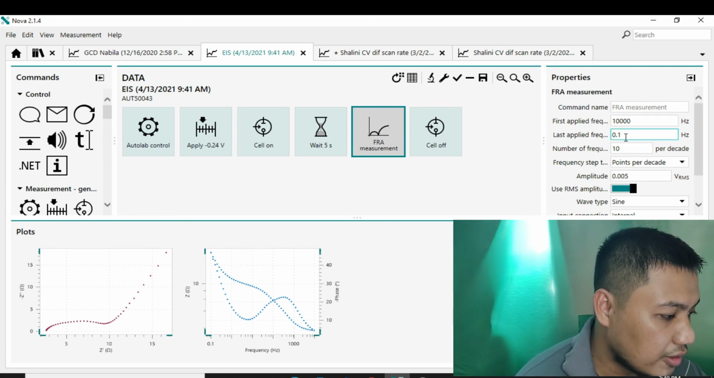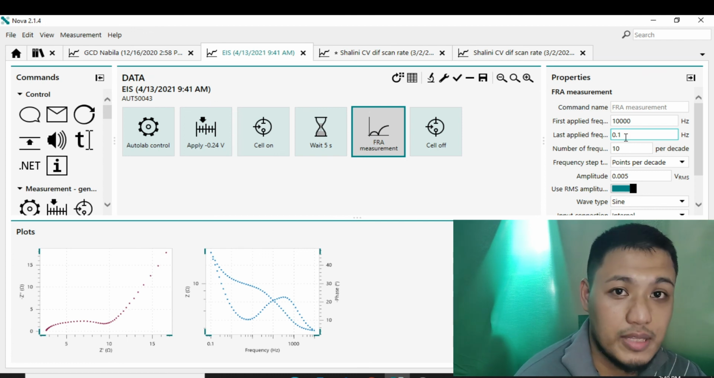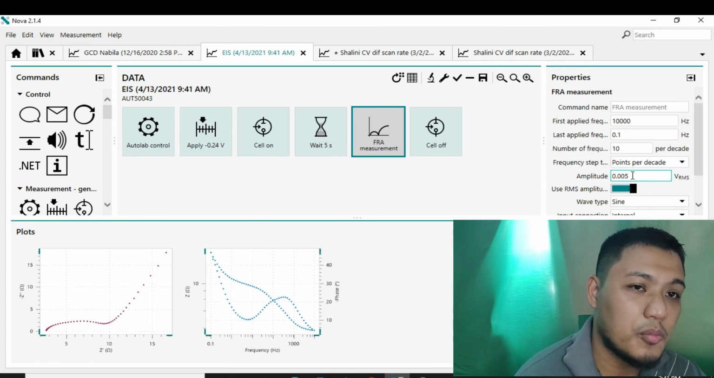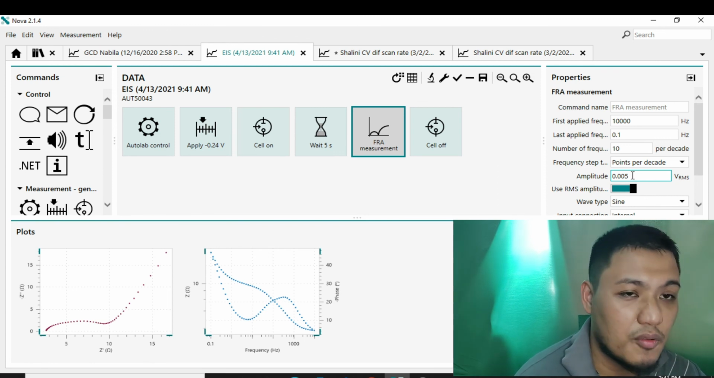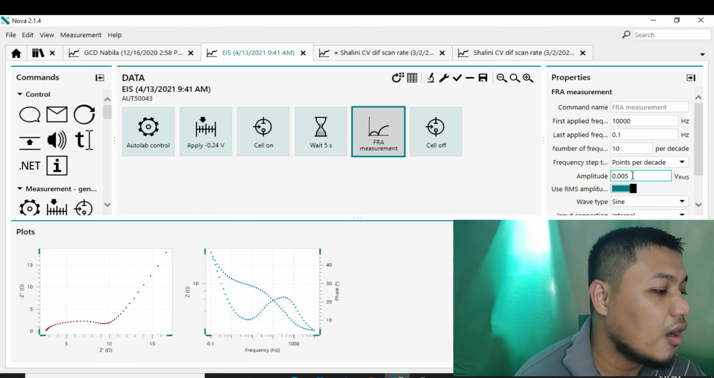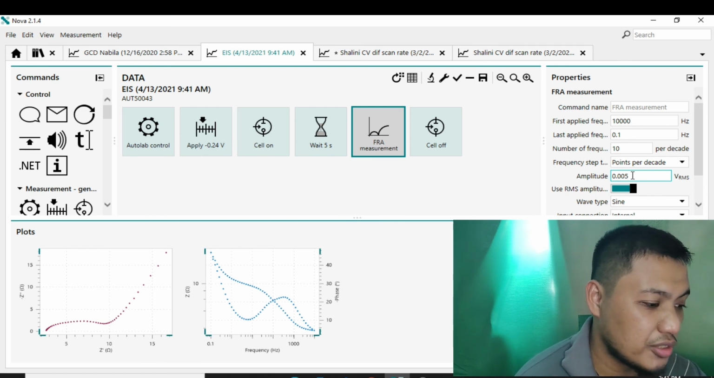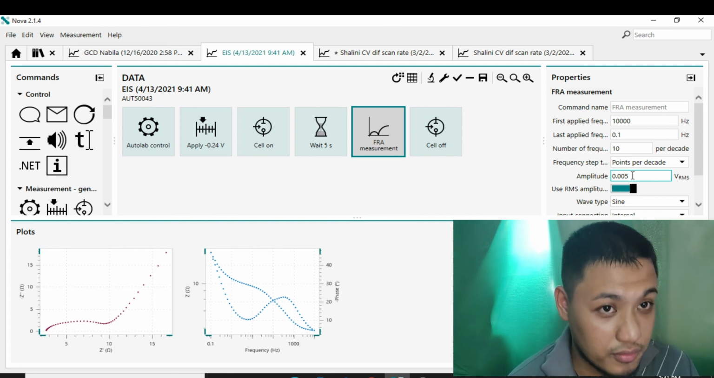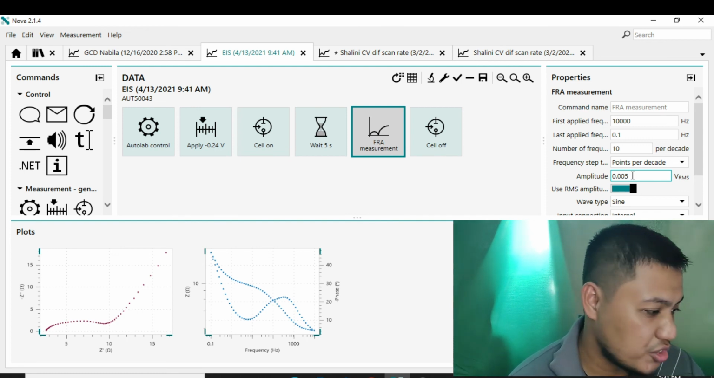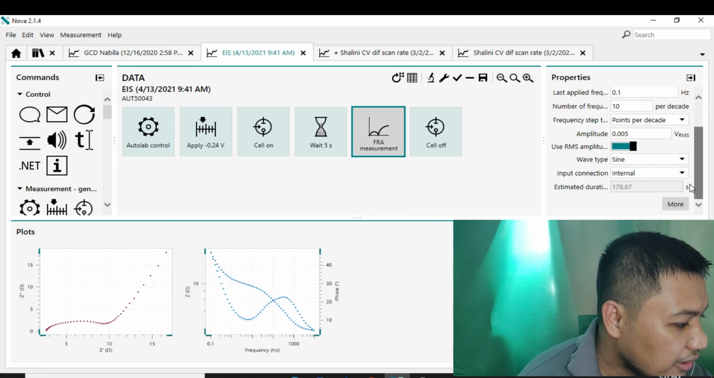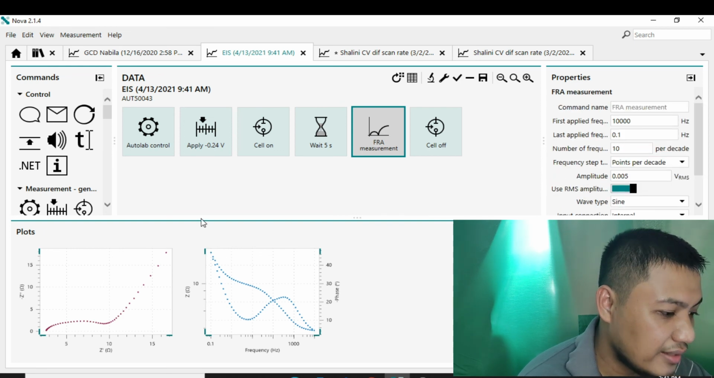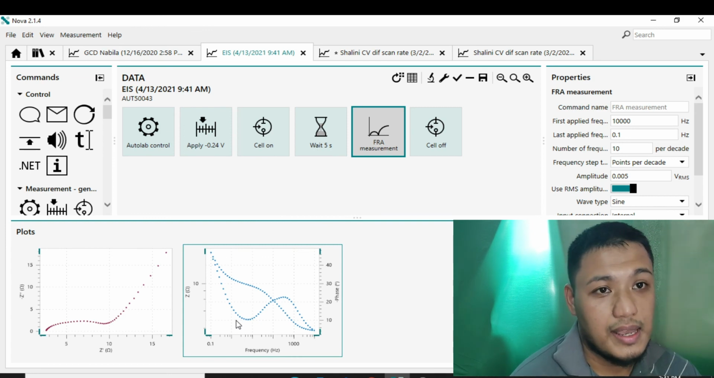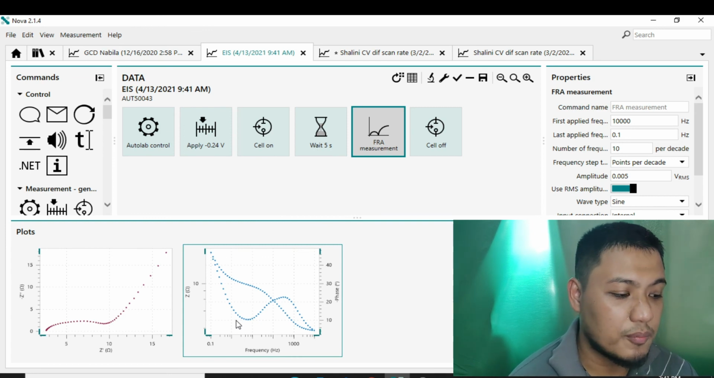Next is the last frequency, which should be 0.1, depending on your sample. Then the amplitude is also important. Either you scan with 5 millivolt or 10 millivolt amplitude. If there is no amplitude, there is no semicircle, so you must add the amplitude into it. Then nothing, just click run. You can get the Nyquist plot, the Bode plot, and also the Bode phase. The important thing here is the Nyquist plot.